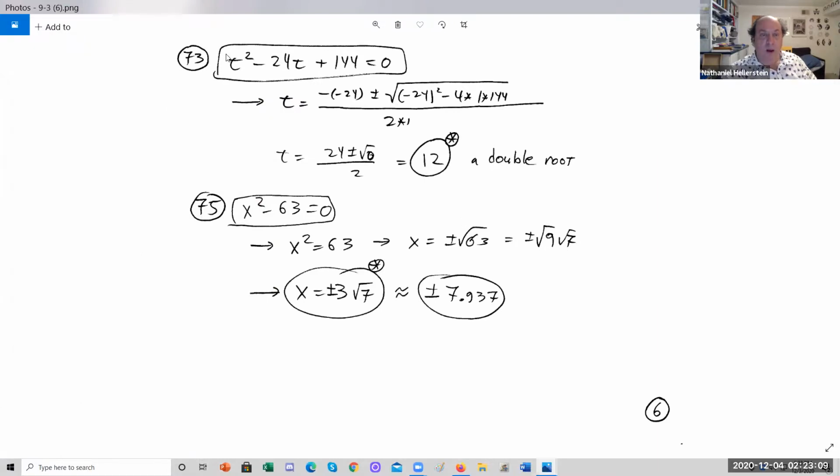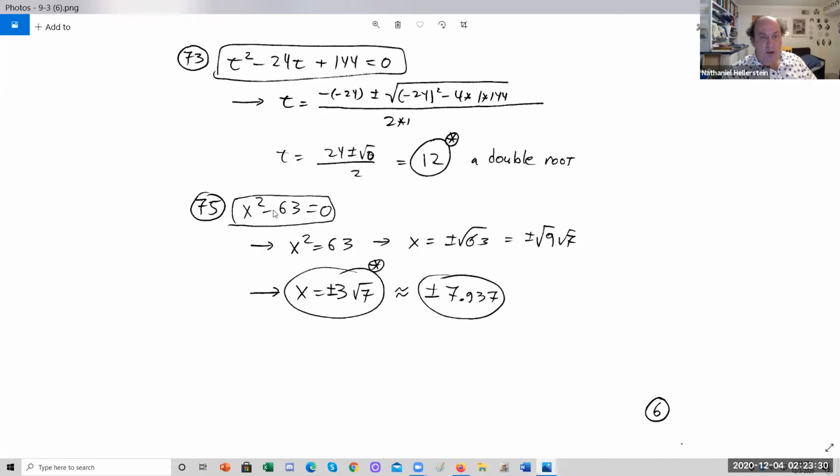t squared minus 24t plus 144 is 0. Okay, you plug it into the formula. What's interesting, the discriminant is 0. 24 plus or minus root 0 over 2. Root 0 is just 0, so this just cancels out. 24 over 2 is 12. This is a double root.